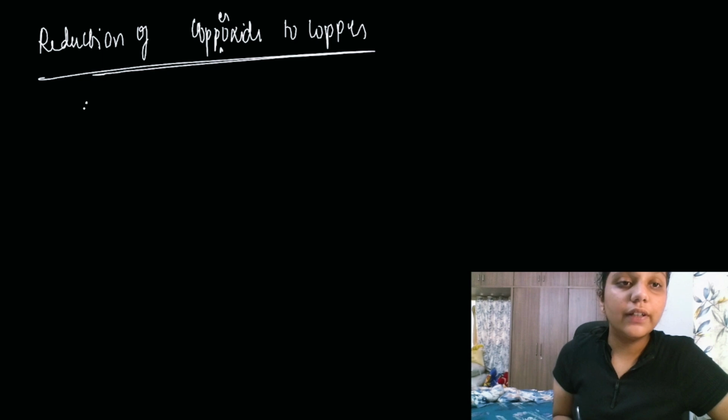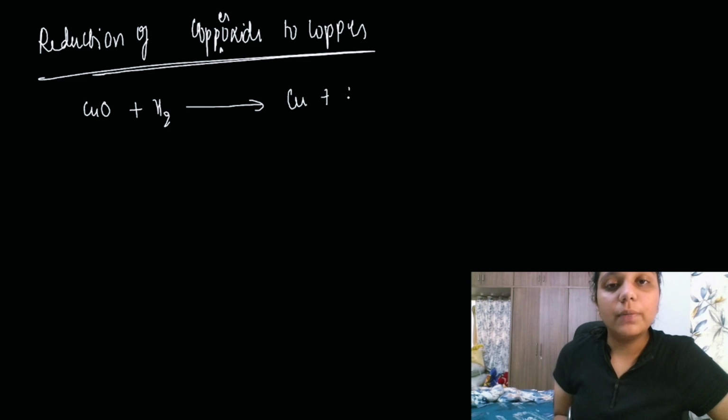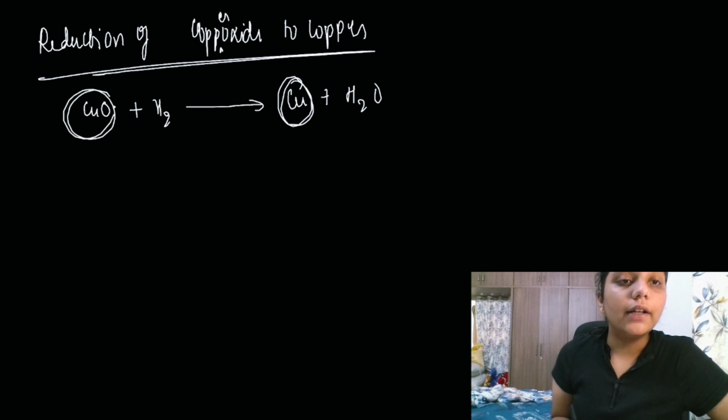In the same way we will see reduction of copper oxide to copper. Here we take copper oxide, and it reacts with hydrogen because it is a reduction process, and we get copper plus H2O, water, released. We know that this copper is a shiny brown color and the copper oxide is black. This is very important, and we'll discuss some questions now.